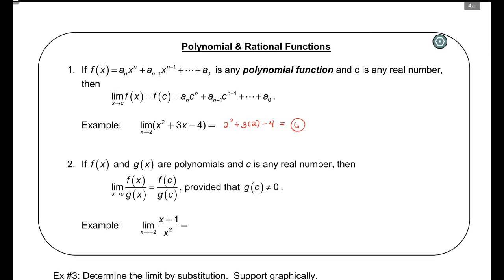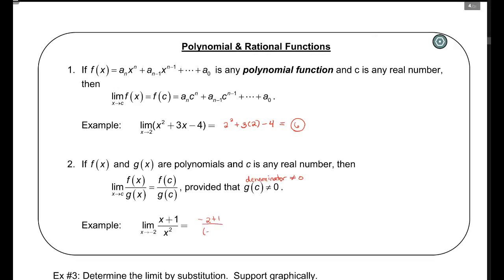Now, if we have a rational function, we can just plug in as long as the denominator is not 0. So right here where it says g of c not equal to 0, the denominator can't be equal to 0 if we try to plug it in. If it is equal to 0, then we have to do a little bit of algebra. So in this case, can we just plug in -2? Okay. So we plug in -2 to the top and -2 to the bottom, and we get -1/4. Good. Questions?